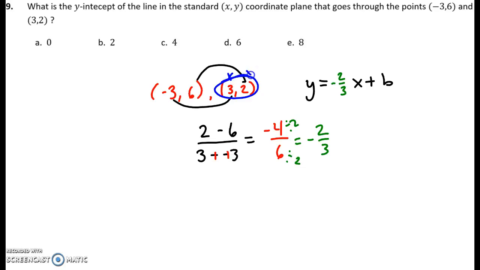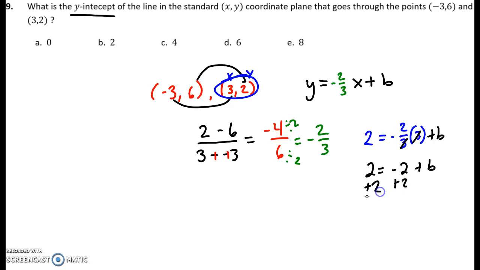This is an x value and a y value. So I get 2 equals, that's my y value, -2/3 times x, which is 3. I want to solve this equation for b. Once I find the value of b, that's exactly what it's asking for, my y-intercept. So -2/3 times 3, the 3's cancel out, so I'm left with 2 equals -2 plus b. Add 2 to both sides. 2 plus 2 is 4. 4 is equal to b. Letter choice C.